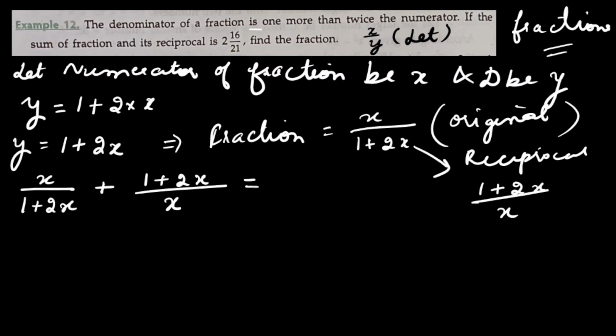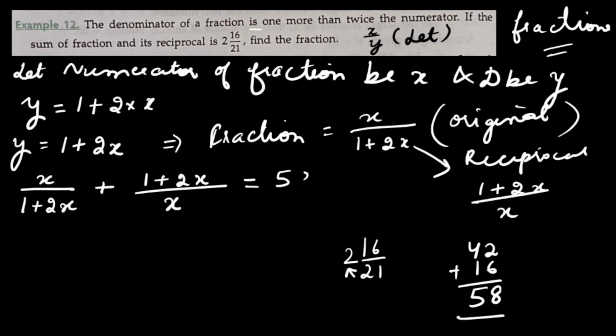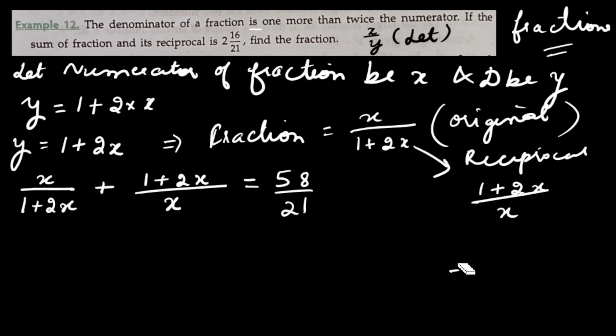So what is their sum equal to? This is given to us as a mixed fraction, so we can simplify the mixed fraction. This is given to us as 2 and 16 by 21. So 2 into 21 is 42, and 42 plus 16 is 58. So the fraction is 58 by 21. Just keep on checking my calculations, in case I am writing something wrong, you can let me know.